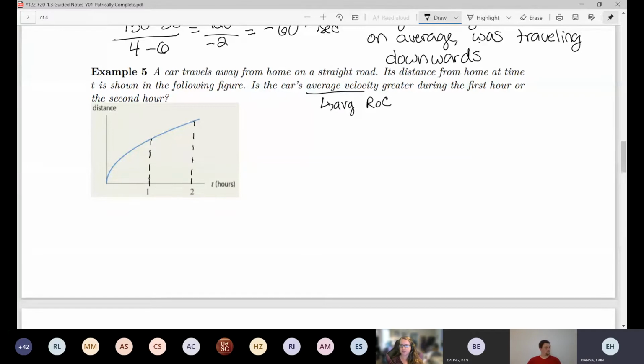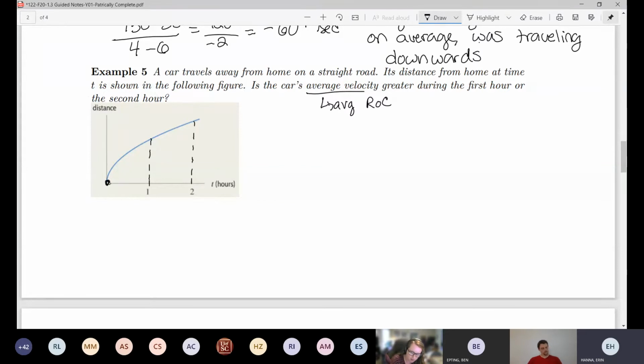So average velocity, I'd really love to compare numbers here. Oh, wait, I don't have any y values. So I don't have any y values here, so I can't actually calculate the average velocity. So I need some other way to figure out which one's greater. Well, again, we need to remember that the average rate of change, while it is technically a number, represents a slope. So let me look at the kind of line segments between these two things.